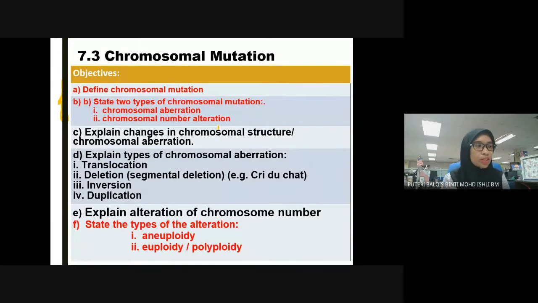Okay, sebab mutation tu berlaku dekat DNA. So dia akan terus bagi efek thalassemia tu lah. Harap menjawab soalan awak. Okay, sebab dia dah tukar dekat DNA. DNA tu kan penting kan. So bila dah berubah, dia akan pass kepada next generation.